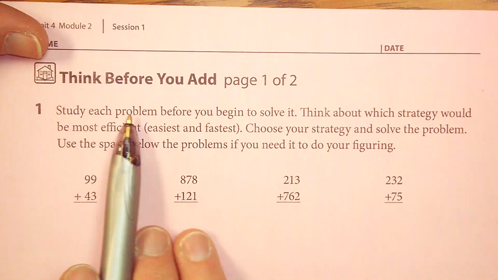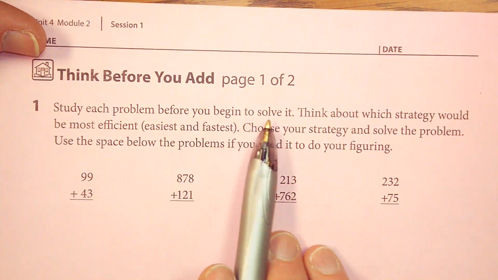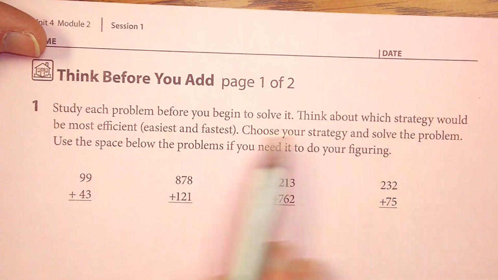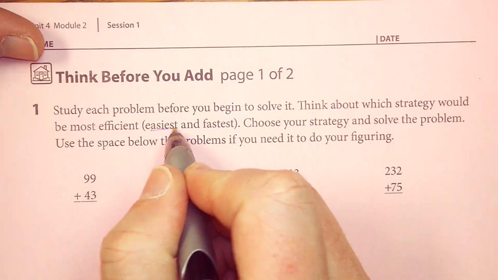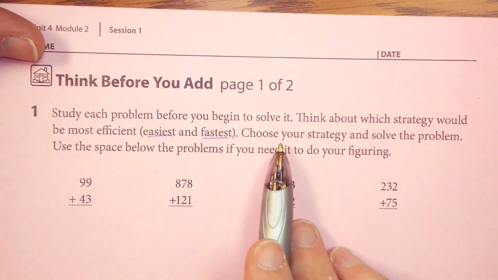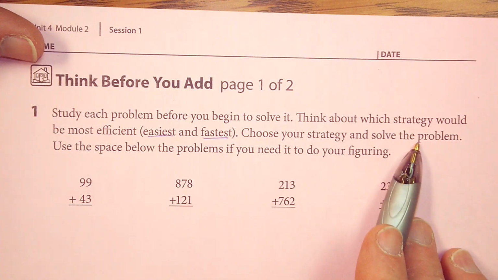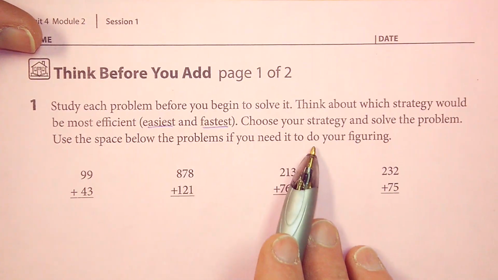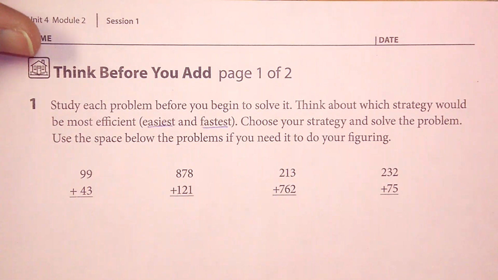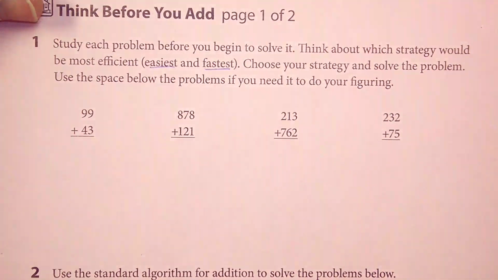Number 1 says to study each problem before you begin to solve it. Think about which strategy would be most efficient, right? And what do they mean by that? Easiest, fastest. Choose your strategy and solve the problem. Use the space below the problems if you need it to do your figuring. In other words, use this blank area for scratch paper.